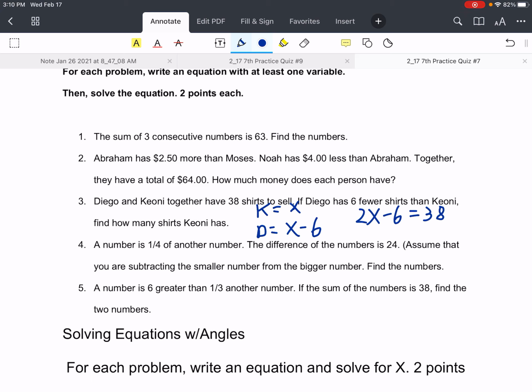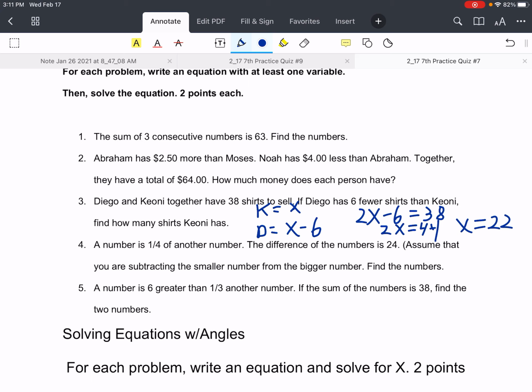Add 6 to both sides, we get 2x equals 44. Divide both sides by 2, and x equals 22. All right, I tried to squeeze this problem in there. So x equals 22. That's how many Keone has, which is your final answer. And Diego has 6 less, which would be 16.